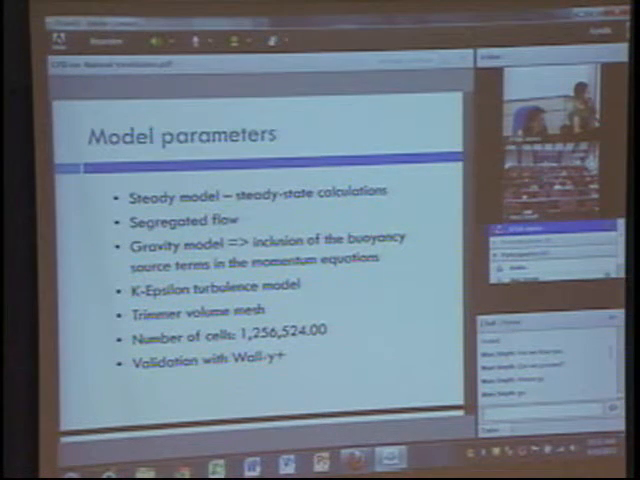In this particular case, we did a steady model with the steady state calculations. We used the gravity in order to define the buoyancy of the wind. Some sort of turbulence model, which is called K epsilon, trimmer volume mesh, which is the more convenient. And we have such a big number of cells validated with the consideration of Y plus, which is a parameter of turbulence.